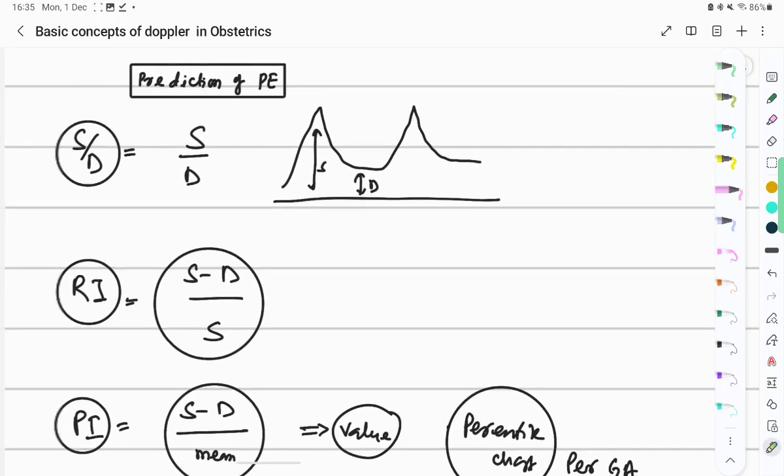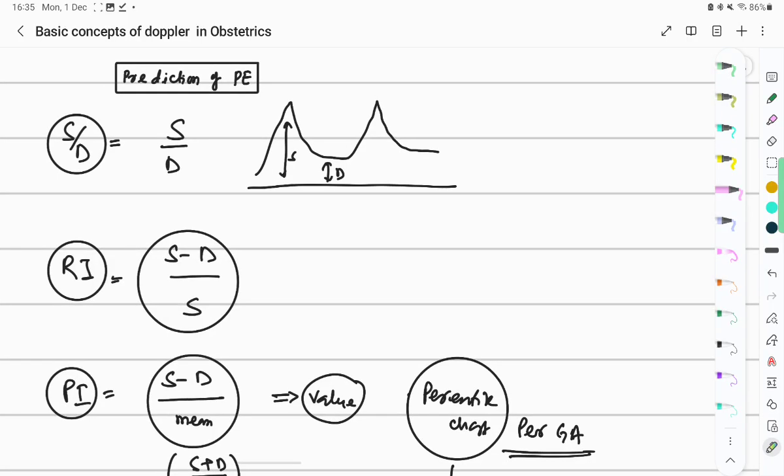Then coming to what are the parameters we use for the prediction of preeclampsia. How will we predict preeclampsia? There are different parameters in the first trimester, second trimester, and third trimester. We will discuss this later. But there are 3 parameters used in Doppler: SD ratio, RI, and PI.